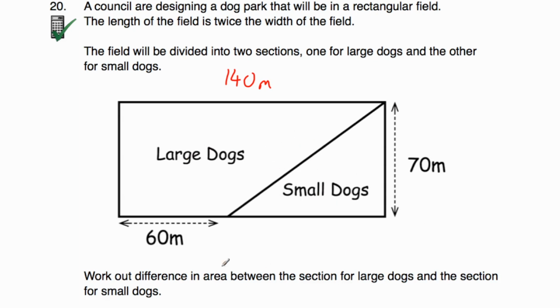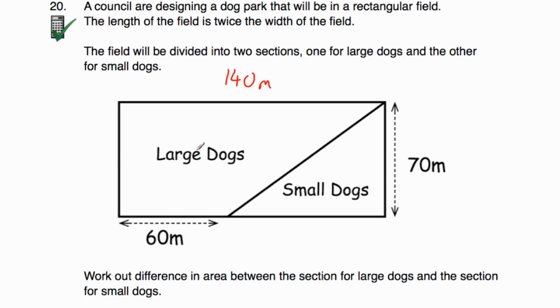Okay, so if we have a look at our diagram, we can see that we've got this rectangular field. It's got a length of 140 meters, a width of 70 meters. We've then got this region for the small dogs, and that's a triangle, and we can find the area for a triangle. We've got this region for the large dogs. Now it is a trapezium.